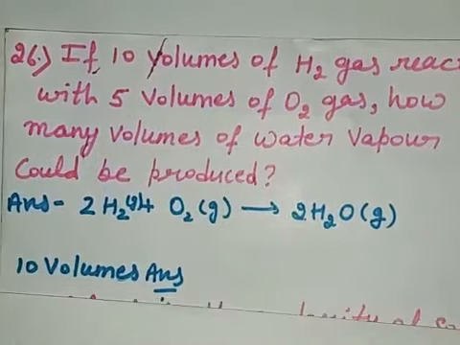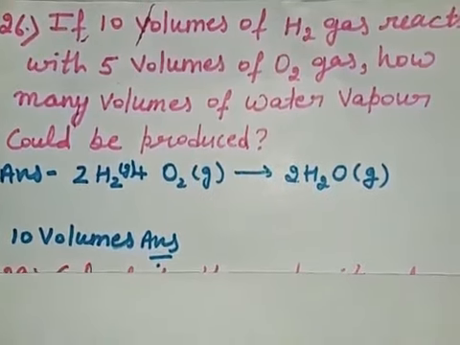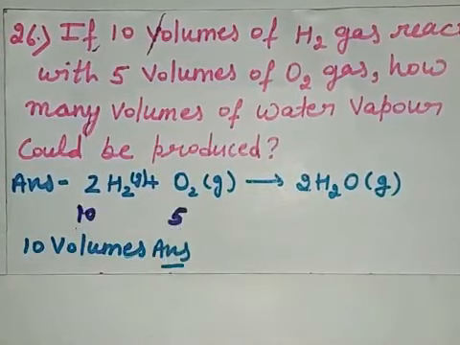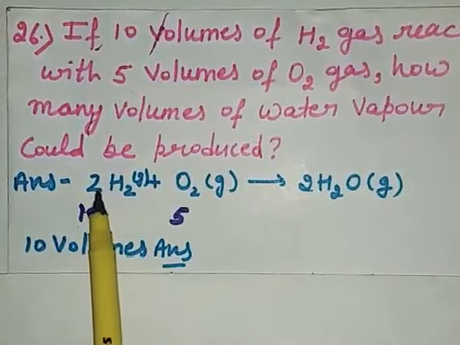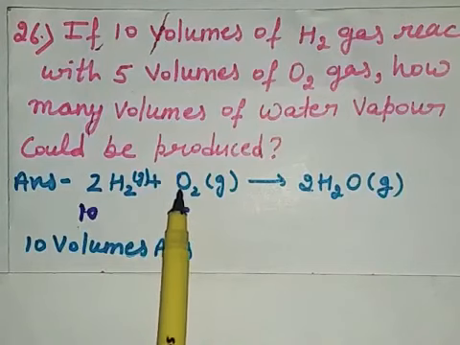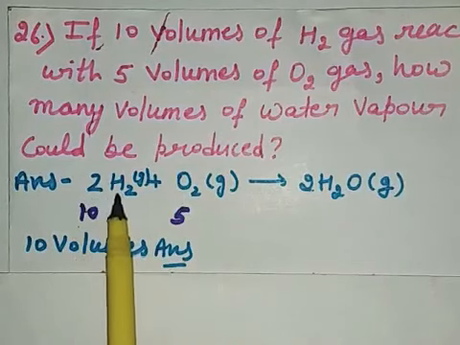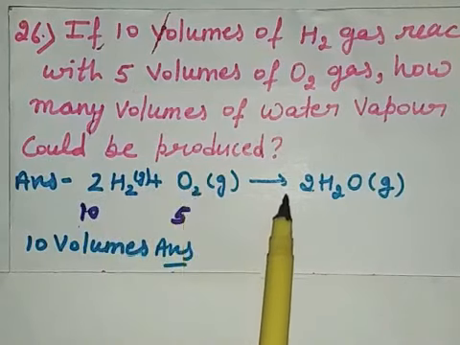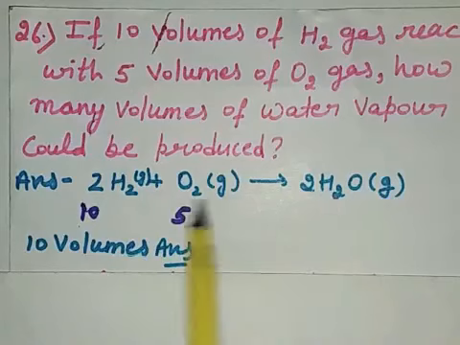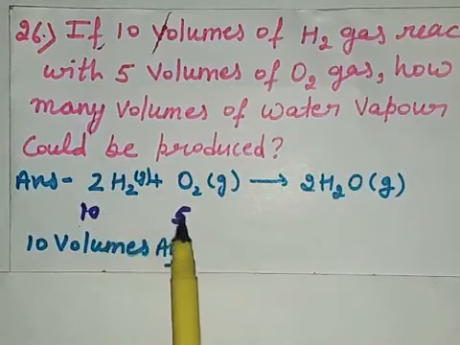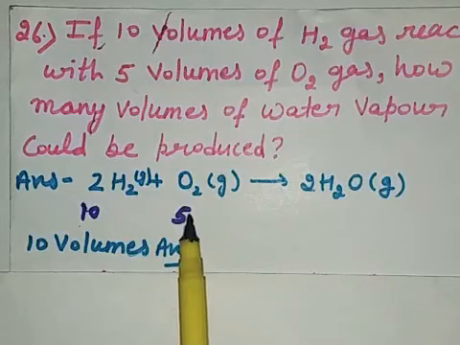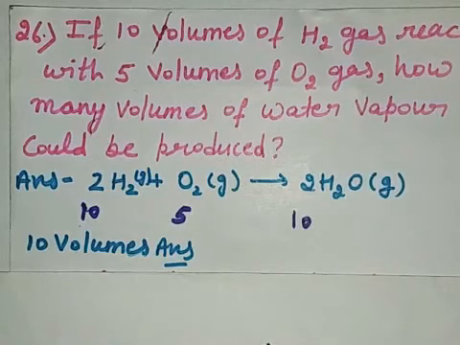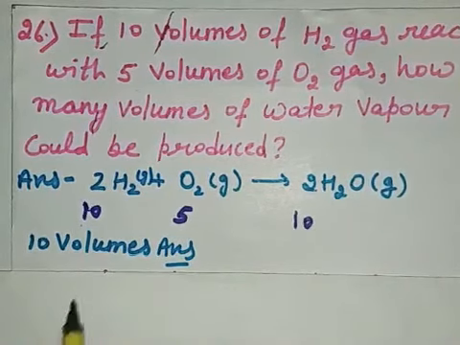If you write 10 here and 5 here, then you can clearly observe that 2 is present here and 1 is present here. That means the oxygen is completely half the number of moles of hydrogen. When 2 moles of hydrogen react with 1 mole of oxygen, it gives 2 moles of water vapor. So when 10 moles of hydrogen react with 5 moles of oxygen, it will give 10 moles of water. So the answer is 10 volumes.